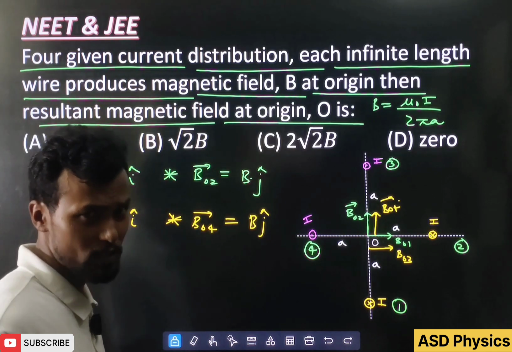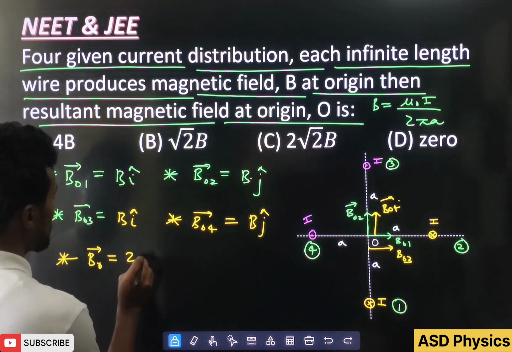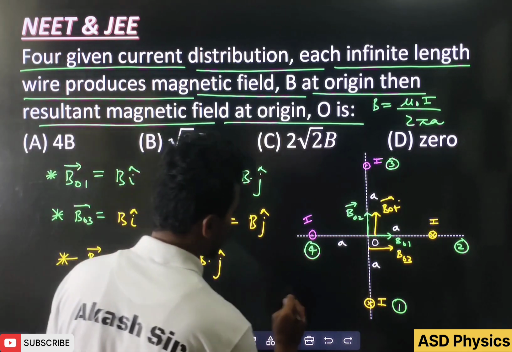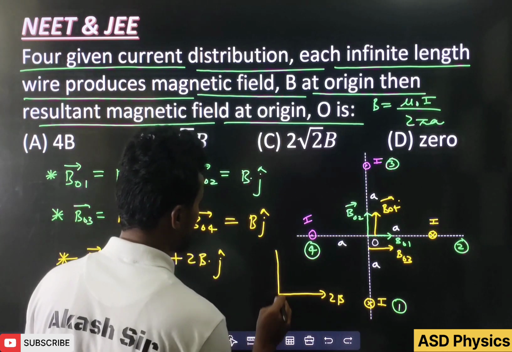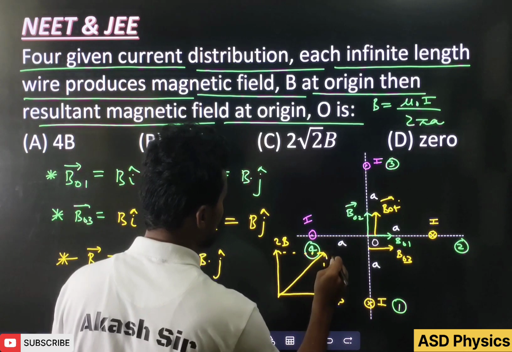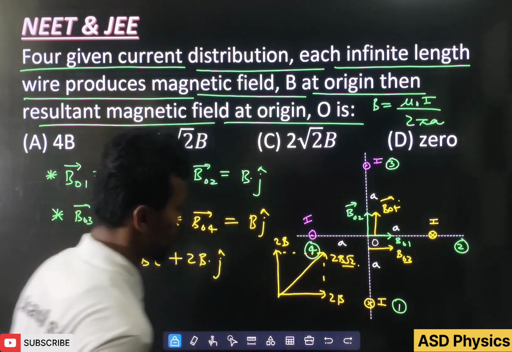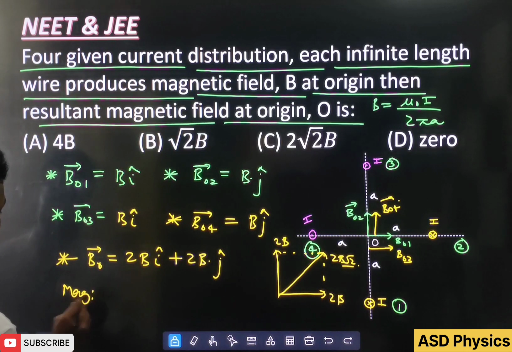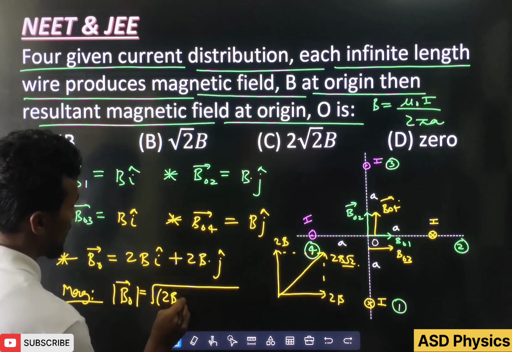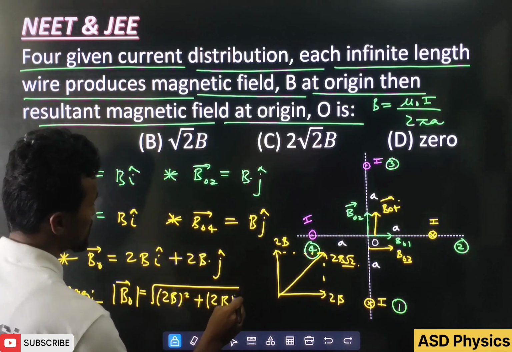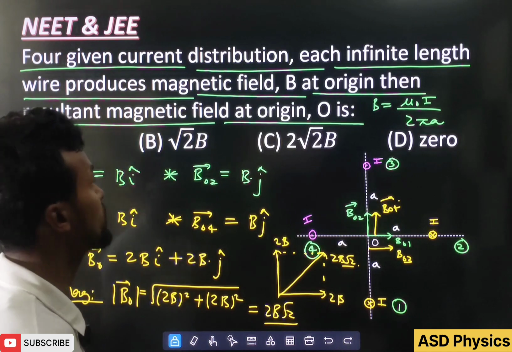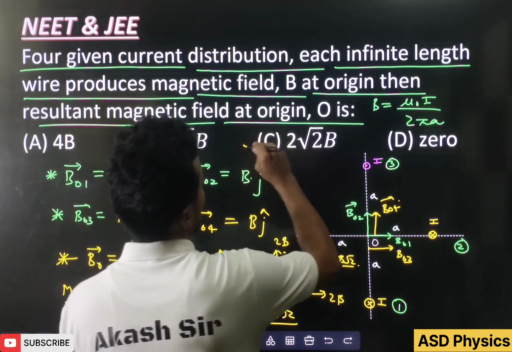plus B naught 3 plus B naught 4. When you do this, it is 2BI cap plus 2BJ cap. Even I can draw it like this: this side 2B, B and B will add, this side also 2B. We'll make a parallelogram, and the resultant will come, how much? 2B root 2. How does it come? Because the magnitude is the square root of the coefficient of I cap squared plus the coefficient of J cap squared. When we simplify this, it comes to 2 root 2 B. So where is the option? Yes, option C is the answer.